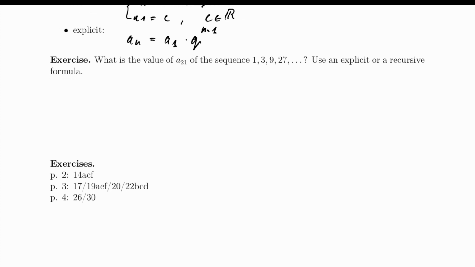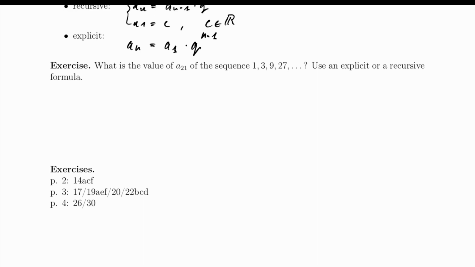All right, and then here you see, for instance, with the exercise, if you want to have A21 of this sequence, you can first set up the explicit formula, that is 1 times 3 to the power of n minus 1. And then you can just say, okay, now we calculate A21. That would be 1 times 3 to the power of 21 minus 1. So just 3 to the power of 20.